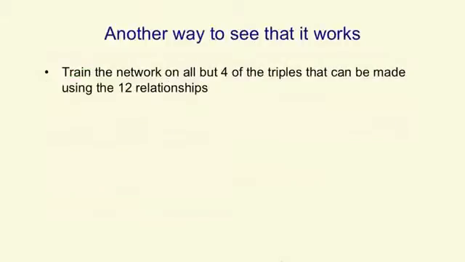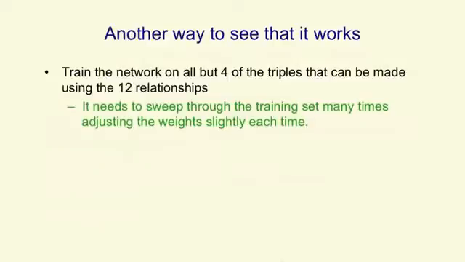Another way to see that the network works is to train it on all but a few of the triples and see if it can complete those triples correctly. So does it generalize? There are 112 triples, and I trained it on 108 of them and tested it on the remaining 4. I did that several times, and it got either 2 or 3 of those right. That's not so bad for a 24-way choice.